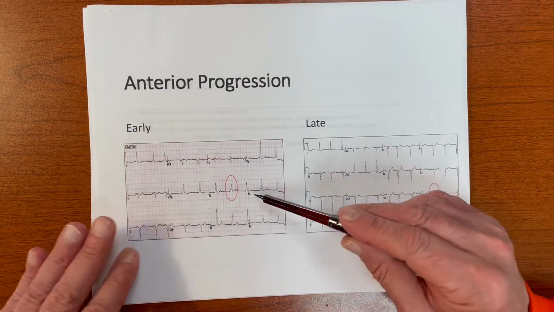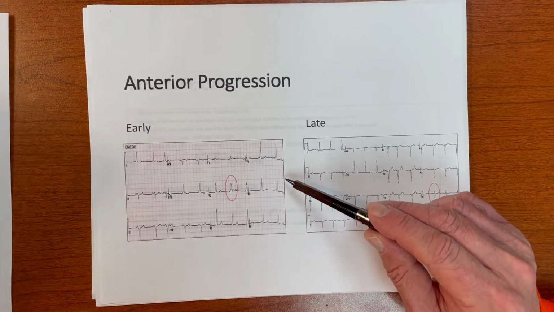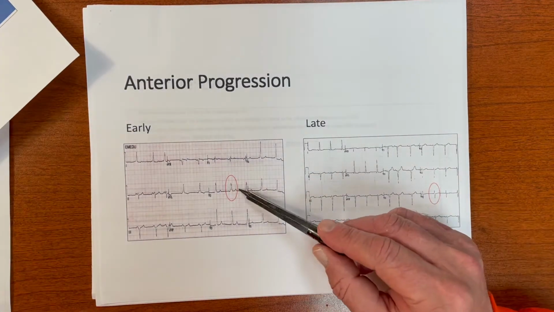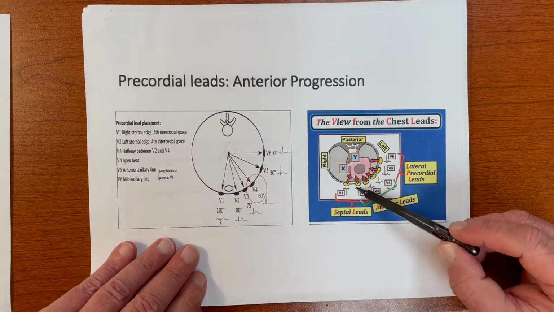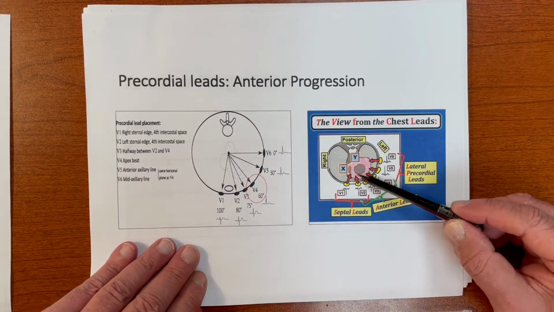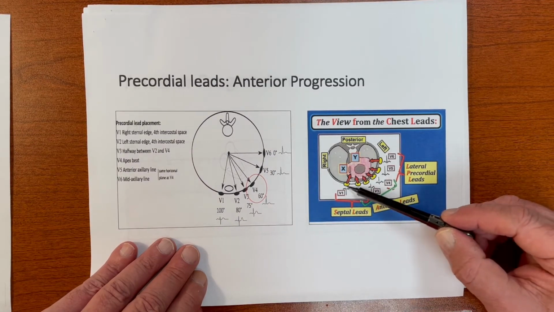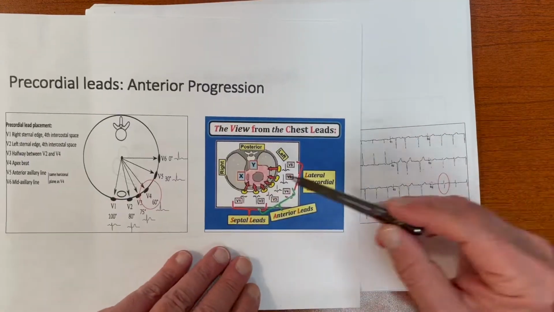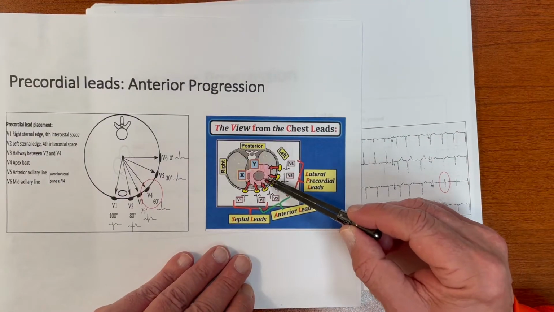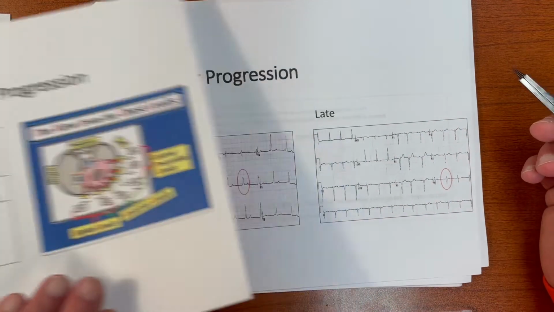There are many different reasons to have either of these, as you might envision. What would make big complexes, let's say in V2? Anything that would make forces point towards V2, maybe a big RV. That would give you big forces in V1 and V2. A late transition, what if you had a lot of scar here and couldn't generate a QRS? You might see late transition like that. It might be due to scar.